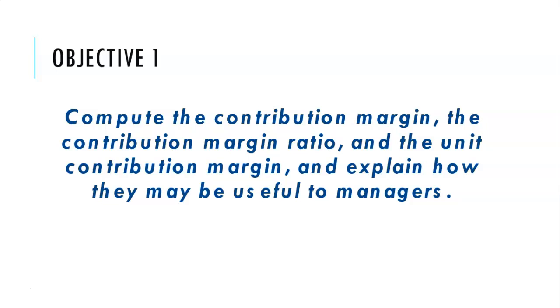Before you start this, you should have a good understanding of what a variable cost is and what a fixed cost is. And in Chapter 3, we also studied mixed costs and how to divide them out, because in CVP analysis, we need only variable and fixed costs. We can't deal with mixed costs. So you have to first get your mixed cost down into variable and fixed before you go forward.